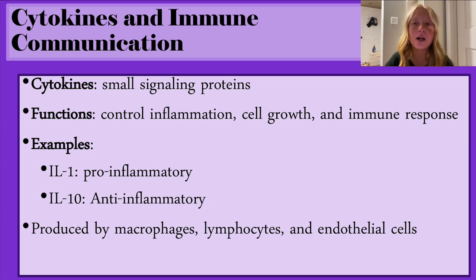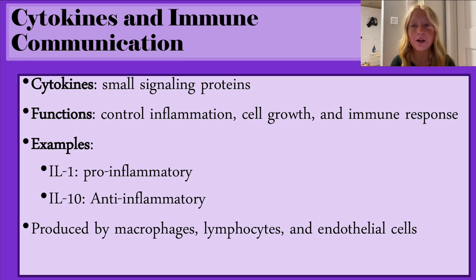So cytokines are the immune system's messenger molecules. They are small proteins that are secreted by immune cells, and they help coordinate the activity. So they regulate inflammation, cell development, and immune communication. Key producers include macrophages, lymphocytes, and endothelial cells.